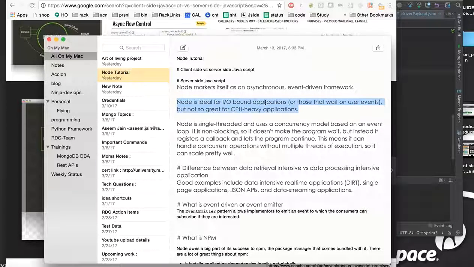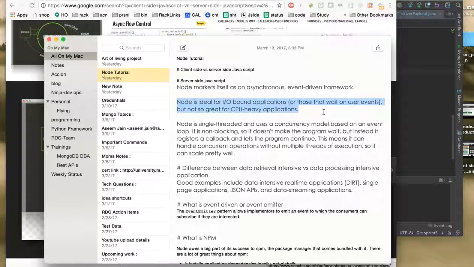In the next lecture, we will try to understand in which scenarios Node is ideal to be used and in which scenarios it is not. Basically, CPU-heavy applications are written mainly in Golang or some other languages. However, applications which are not CPU heavy but are more input-output bound are preferred to be written in Node.js. Node is single threaded and uses a concurrent model based on the event loop. It is non-blocking, so it doesn't make the program wait, but instead registers a callback and lets the program continue. This means it can handle concurrent operations without multiple threads of execution, so it can scale pretty well.